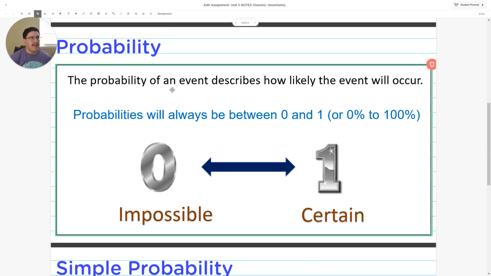Probability. The probability of an event describes how likely the event will occur. Probabilities will always be between 0 and 1, or in the percentage form, 0% to 100%. With 0 meaning it's impossible, it will never happen. Or 1 meaning 100%, it's for sure going to happen. I can guarantee no matter what you say that said thing will occur.